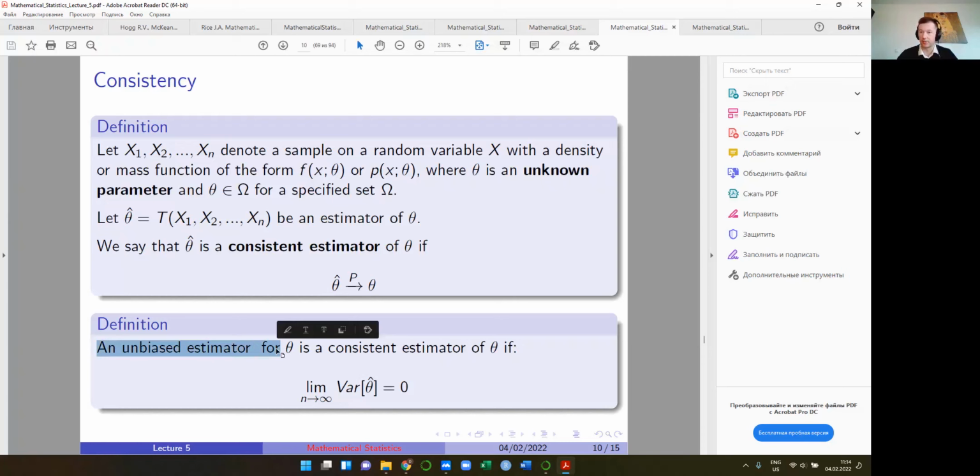So we know, for example, what is the variance of the sample mean. The variance of the sample mean is sigma squared over n. And as n goes to infinity, this variance goes to 0. Therefore, the sample mean is a consistent estimator for the population mean.